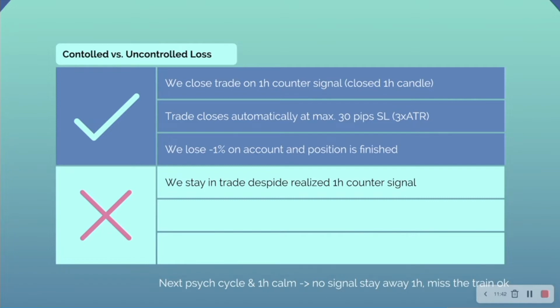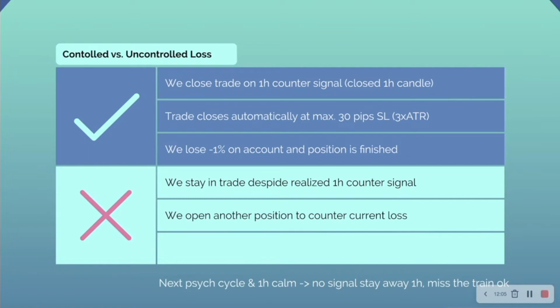So for me, it's a counter signal in price action, because I do price action. If I see a counter signal and that is realized, I go out. If you stay in the trade despite a realized counter signal, then you are already in uncontrolled losing probably, or you're close to that, right? So this you should also never do. This is part of uncontrolled losing.